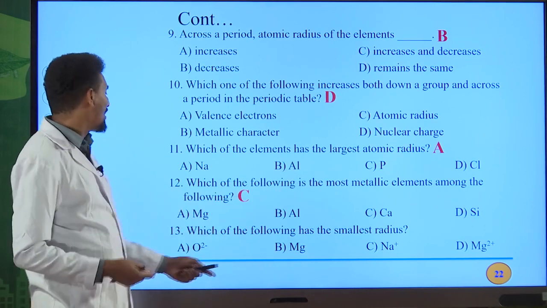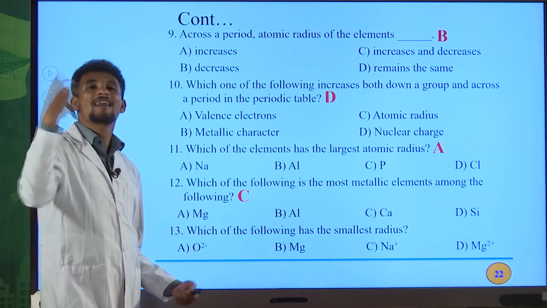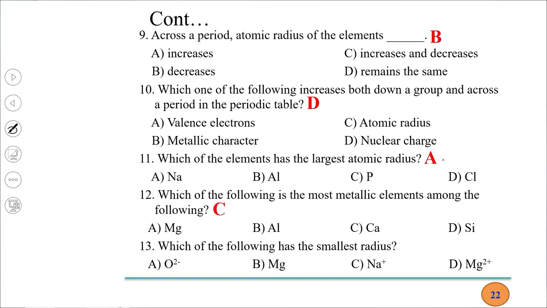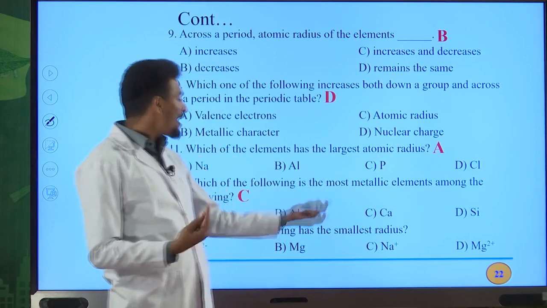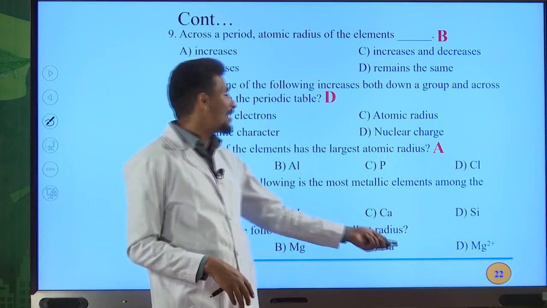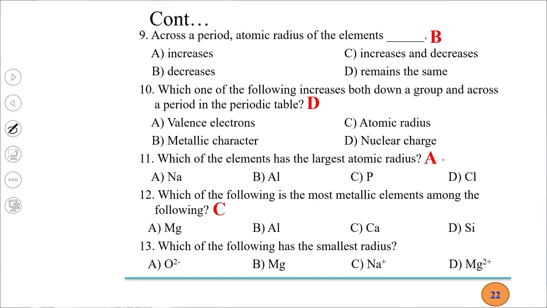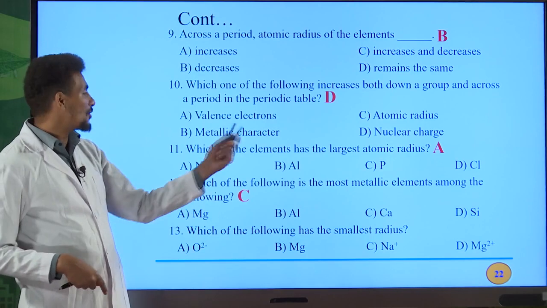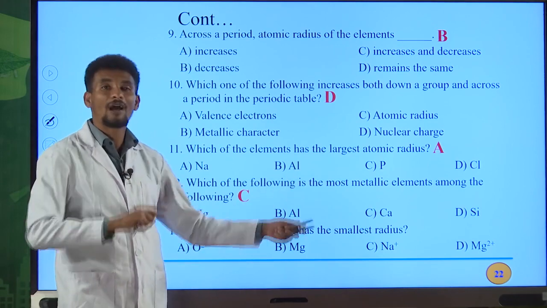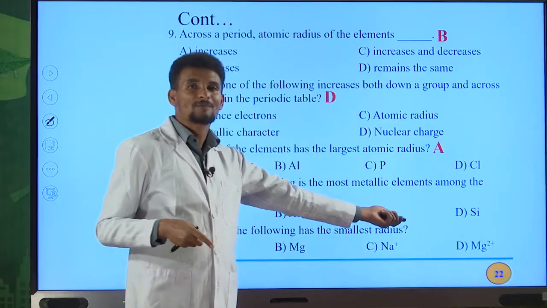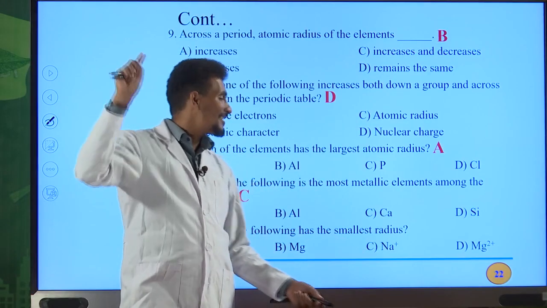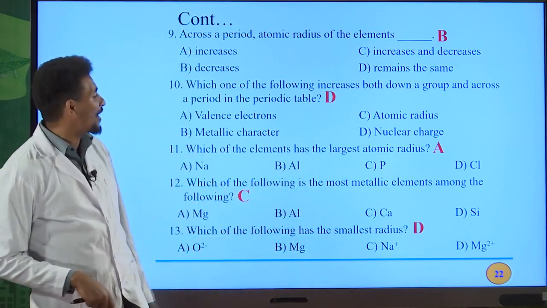Which of the following has the smallest radius? I already told you that anions have a higher radius when compared with their neutral atoms. But cations have a smaller radius when compared with their neutral atoms. So D is the correct answer. Mg2+. If you have Al3+ in the choice, then that is the correct answer. But now we have no aluminum ion, Al3+, but we have magnesium 2+. As the positive charge increases, the radius decreases. So D is the correct answer.